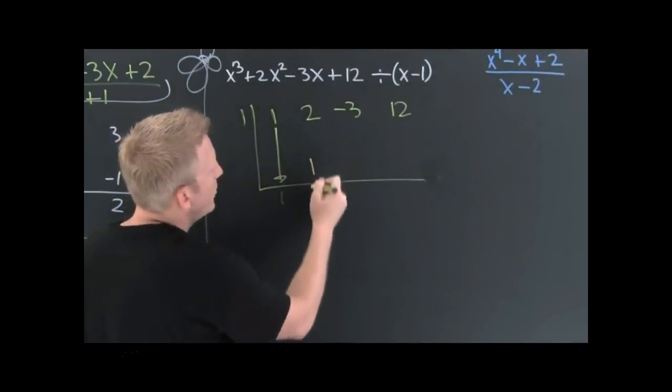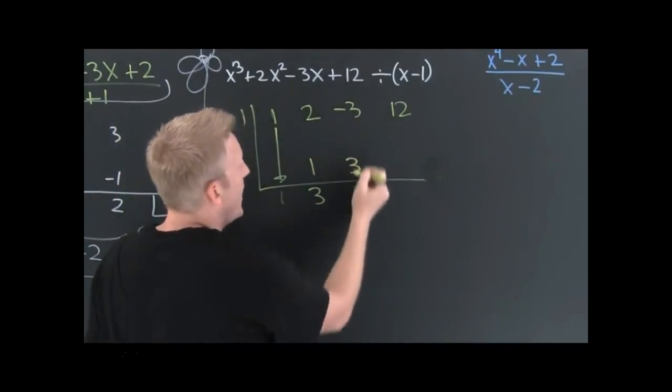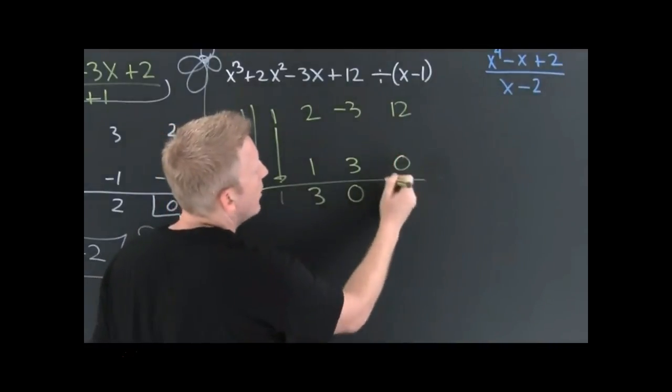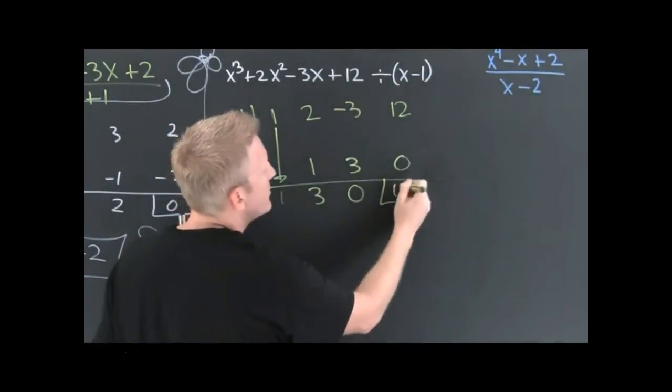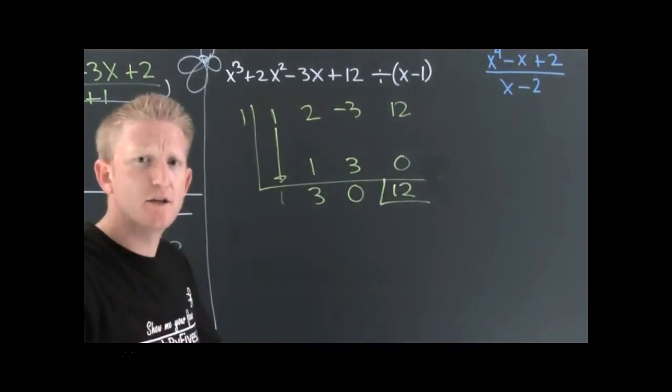Yes, there's a 1. There's 1 times that 1, put it there. That's a 1. 2 and 1 is 3. 2 times that 1, put it there. That's 3. None. Yes, there's 1 times that 1, put it there. 0. And you got 12. Oh no! What does this mean?